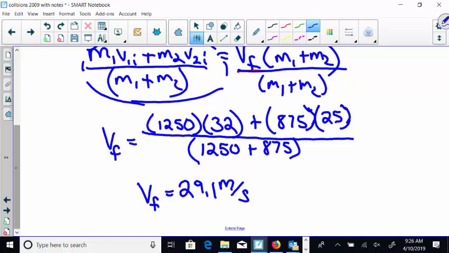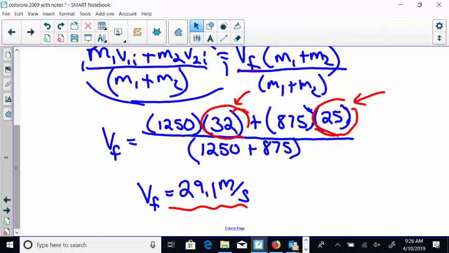So the velocity ends up in between the velocities of the two cars. The lead car was going slower. This car was going faster. So the velocity ends up somewhere in between them. So that is elastic and inelastic collisions. You now can do the problems that are on the worksheet.